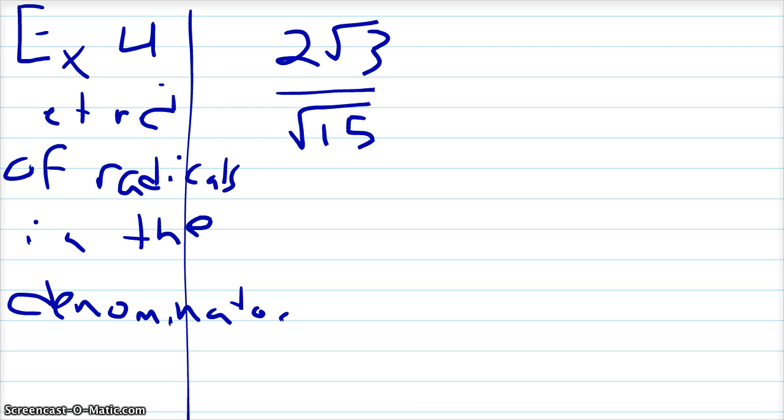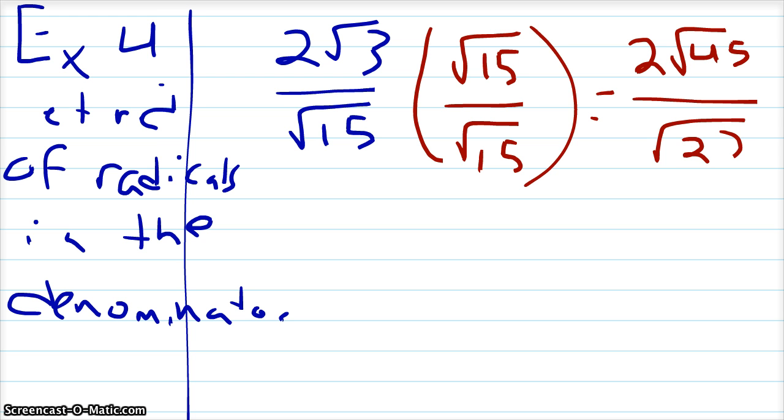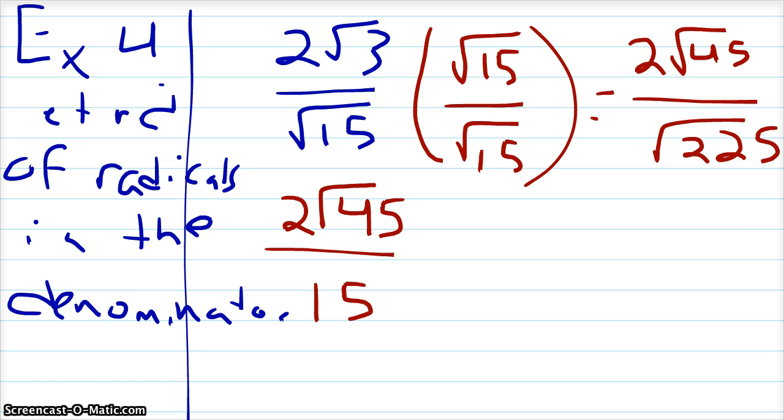Alright, so to get rid of a radical at the bottom, you first multiply the top and the bottom by whatever that radical is. Then you're going to multiply straight across. So at the top, I'm going to have 2 square root of 45, because I can only multiply the 3 and the 15. And then at the bottom, I would have square root of 225. Now, if you know your perfect squares, you should know that the square root of 225 is 15. So notice all that did when you multiplied the radical times the same exact radical was cancel the radical.